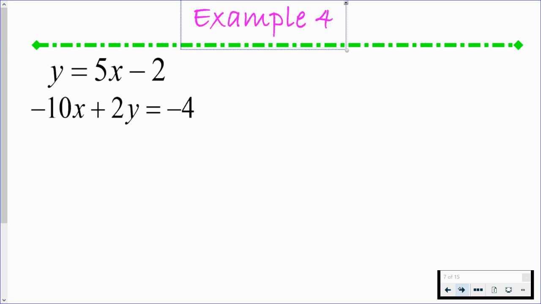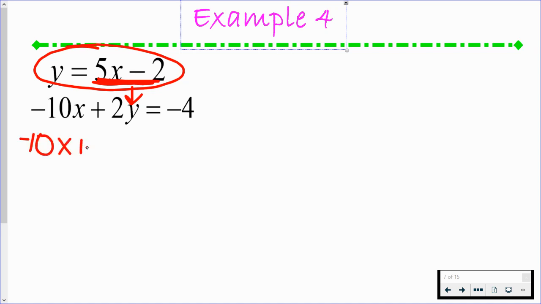So they're not both y equals, so I'm not going to set them equal to each other. But instead, I have one of them that is in y equals. So what I'm going to do is replace the y with 5x minus 2. If you recall from example 1, I used parentheses. So I'm going to write negative 10x plus 2 in parentheses, and I'm going to replace the y with 5x minus 2, equals negative 4. Okay.